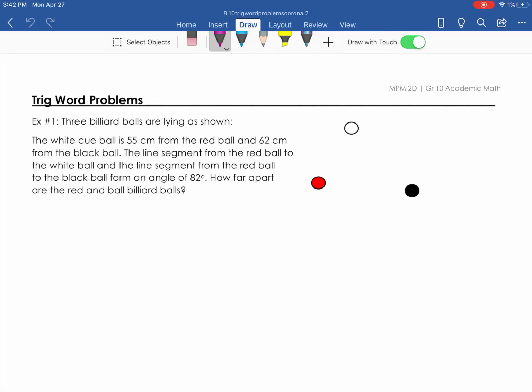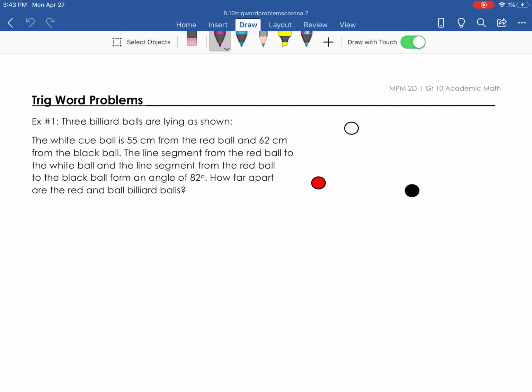Okay, so we're going to work on trig word problems. What I'm going to do is we're going to do one that's just sine law, one that's just cosine law, and then the last question, we're actually going to do a combination. So you can use SOHCAHTOA, you could use sine law, or you can use cosine law. You can do it all together, okay?